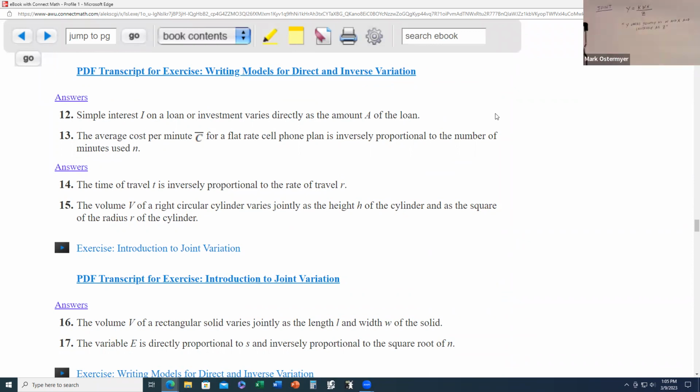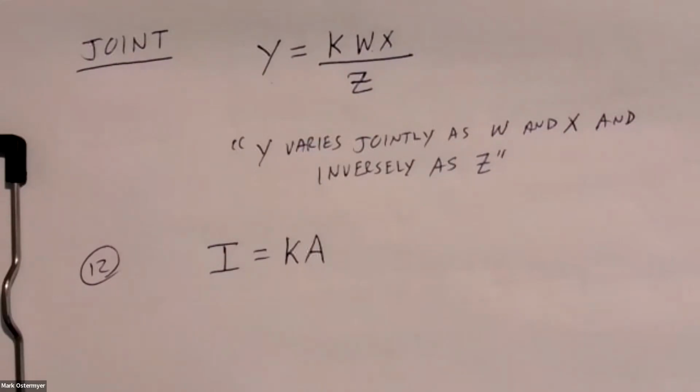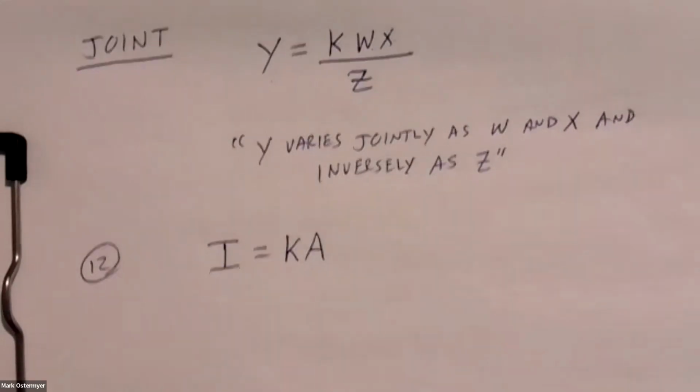And what kind of a variation do we have here? Is this going to be direct, inverse, or joint? What do you think? Direct. It's going to be a direct variation. And it looks like I depends upon what? The interest depends upon the amount of money that you invest in the loan. So I is equal to K times A, and this would be your answer. This would be the variation that you would write for problem number 12.